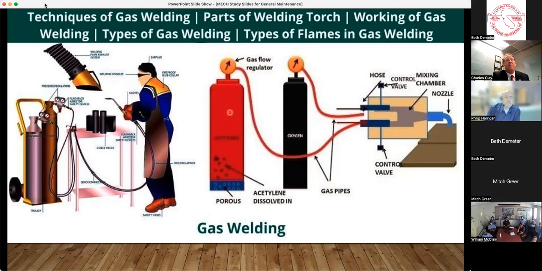If you notice on the left, they show the nice exhaust hood that can go over that to get rid of the smoke in the welding area. You always want to make sure that you have personal protection equipment on, and also the area is pretty much fireproof, when you're doing gas welding.